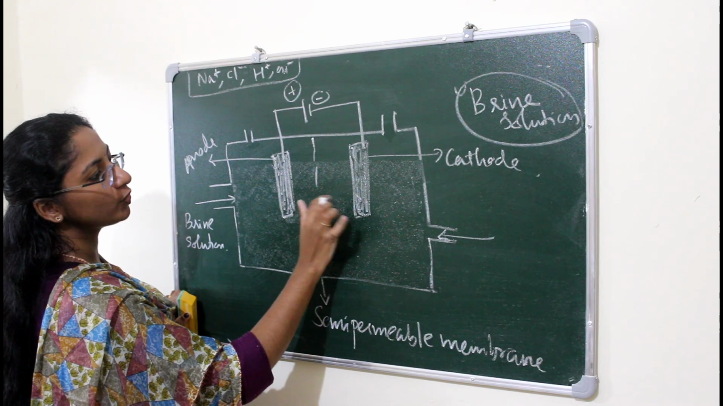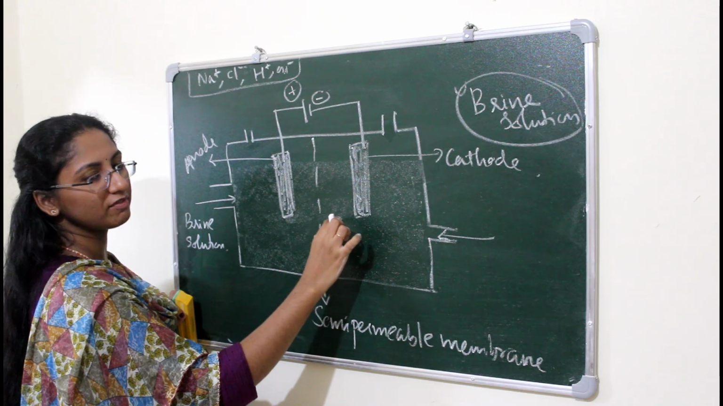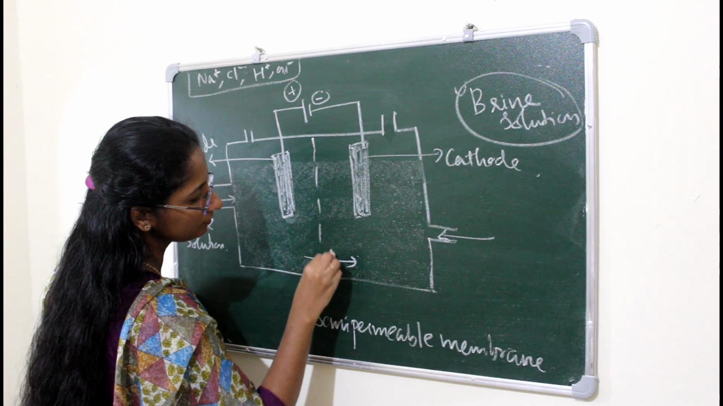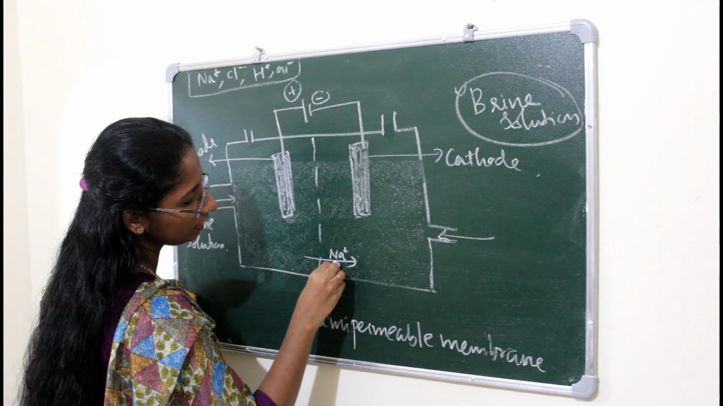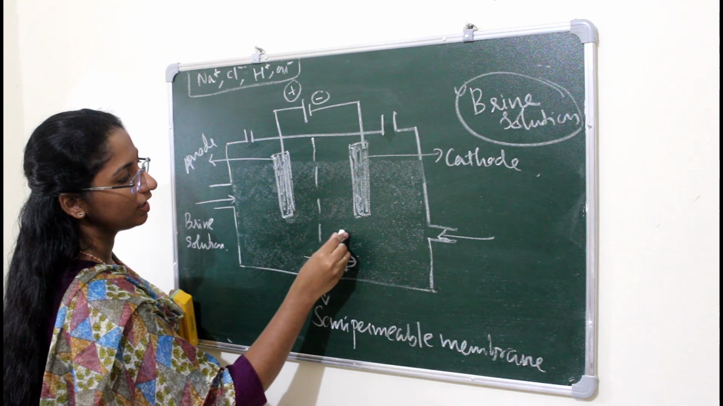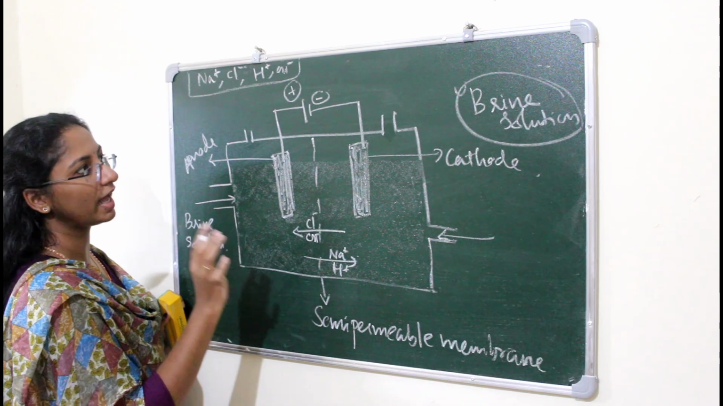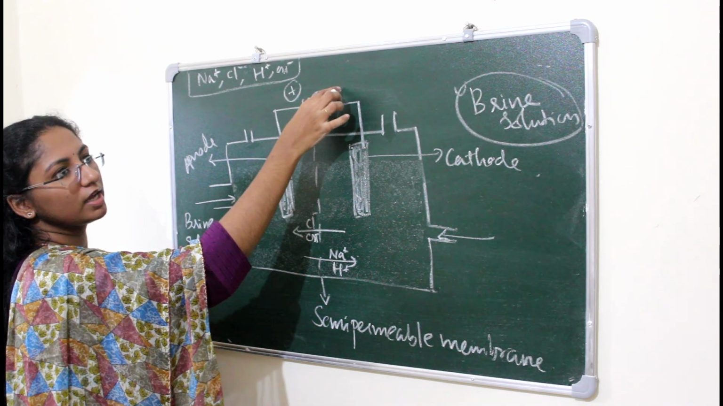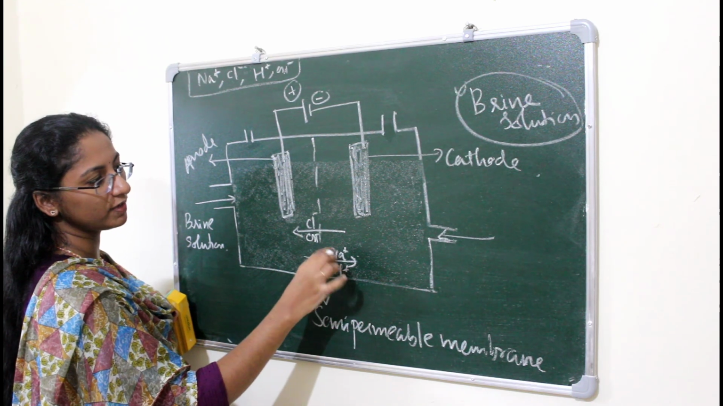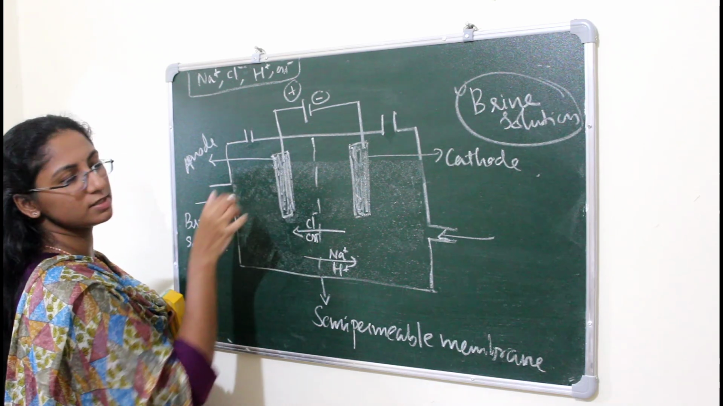So what will happen? Towards this cathode, which ions will move? The positively charged ions will move towards this cathode. That means Na plus and H plus will move towards this cathode, and Cl minus and OH minus will move towards this anode, because the anode is having positive charge, cathode is having negative charge. That's why positively charged ions will move towards cathode, and negatively charged ions will move towards this anode.